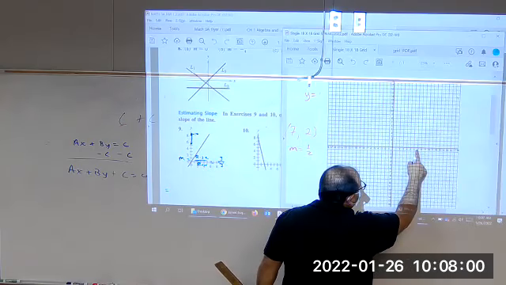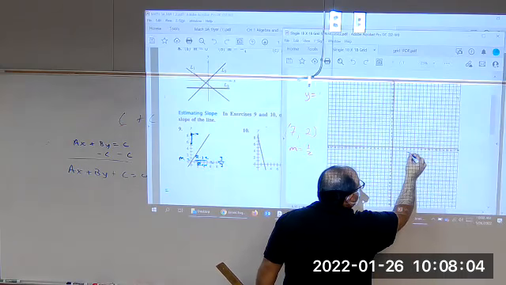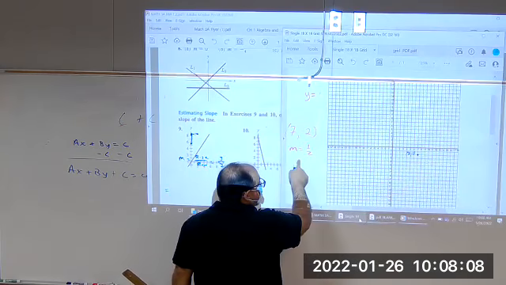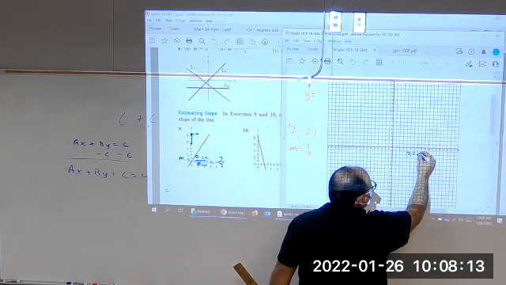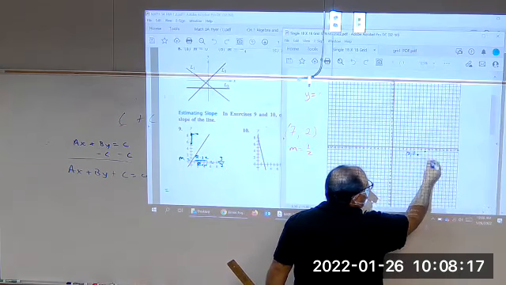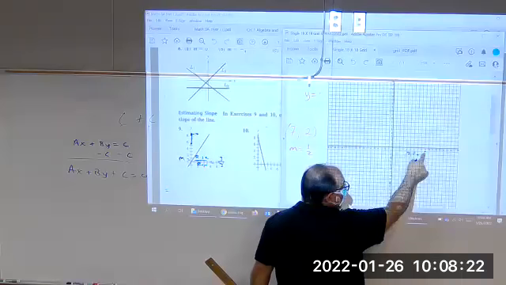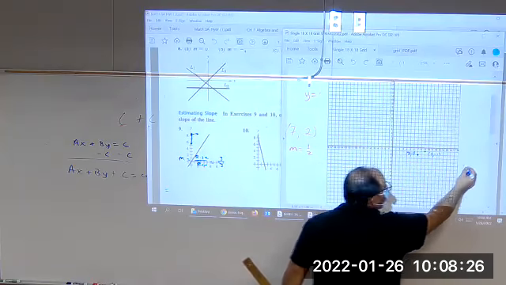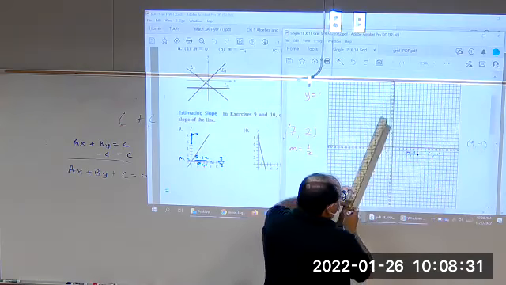So 7 over and then down 2. So there's the point, 7, -2, the ordered pair. And then the slope is 1/2, so you would go up 1 and over 2. Automatically, they want to find 3 more points. There's one of them: x is 9, y is -1. So there's 1. We're supposed to draw the line.